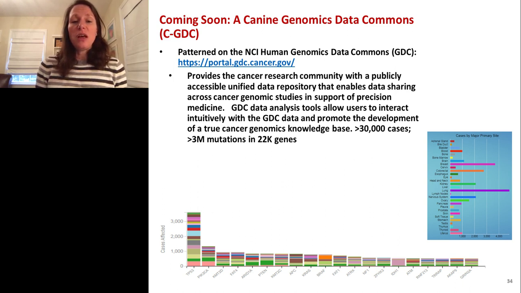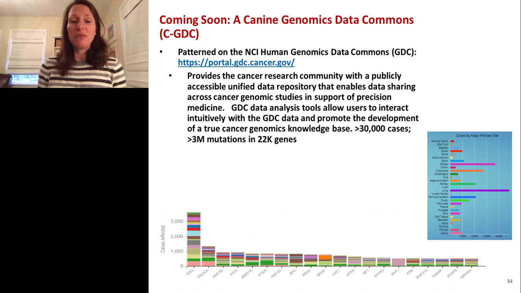So the National Cancer Institute's Human Genomics Data Commons, or the GDC, is a portal for which we are planning a comparative initiative in dogs. So we are creating a canine genomic data commons. It is going to be much more really than just genomics, though.